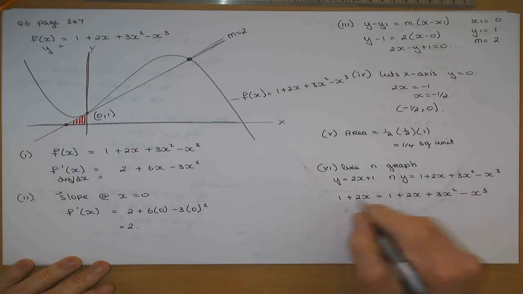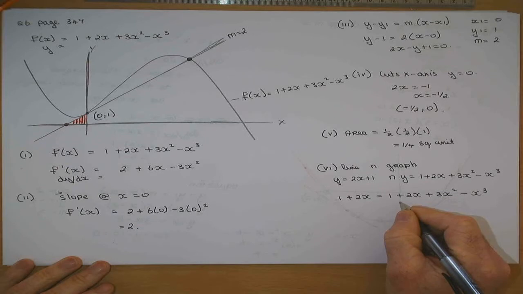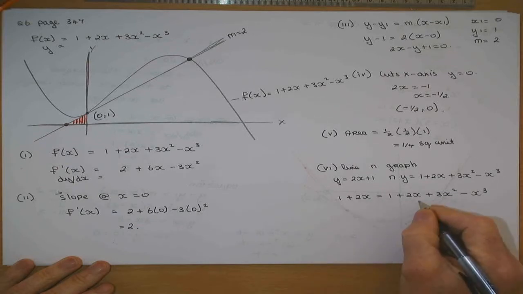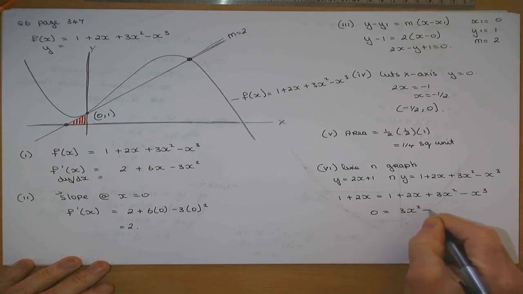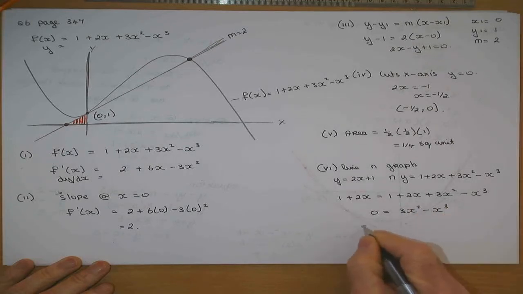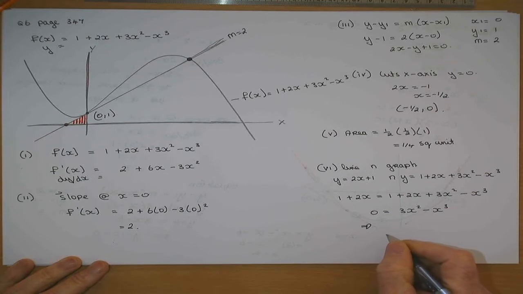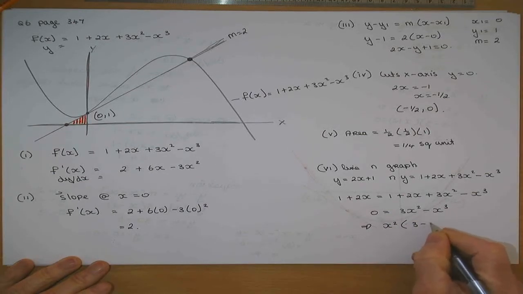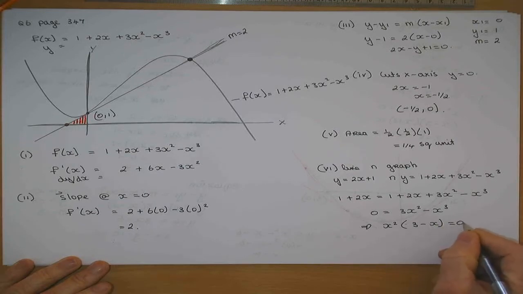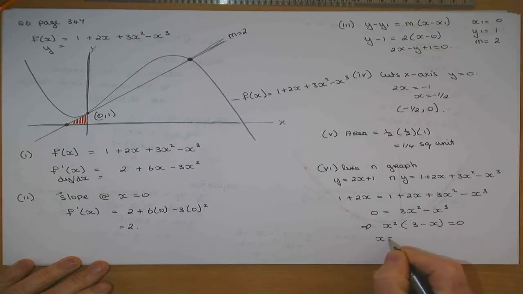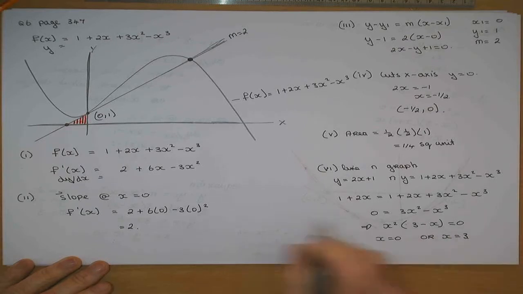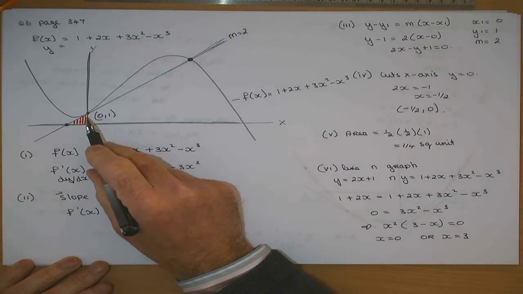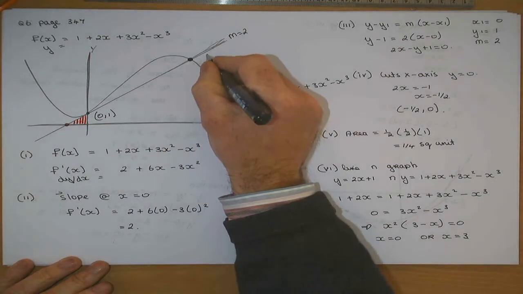Bring that 1 over, what will it become? Minus 1. And that 2x? So I get 0 equal to 3x squared minus x cubed. How would I solve that? Factorize it. x squared outside of 3 minus x is equal to 0. So either x is 0 or x is 3. That's the 0 point where it intersects, and that's the point 3.